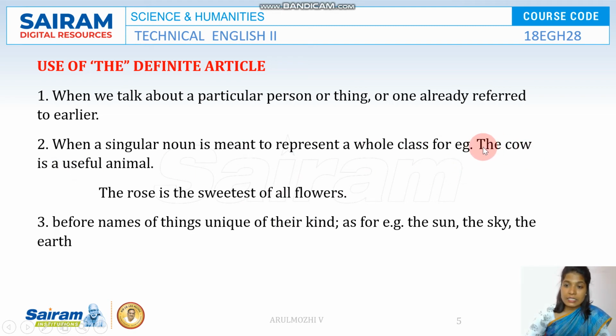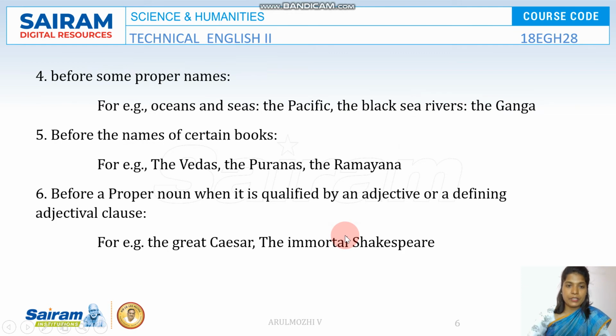So this is the same example we saw, that both of them are possible. The rose is the sweetest of all flowers. Before names of unique things, we must use the. We have only one sun, we have only one sky, one earth. So before unique things, the one and only things, we must use the before it.